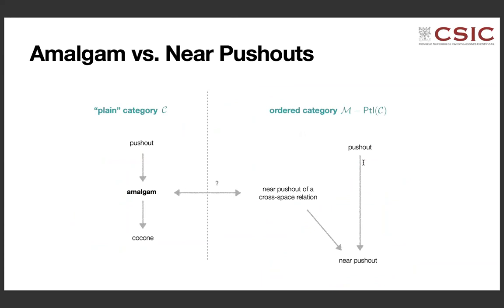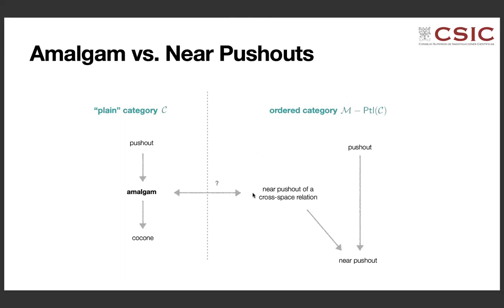So what we wanted to know is, if we have an amalgam in a plain category, which is something in between a cocoon and a pushout, and we have in ordered categories something that is a near pushout, but a particular near pushout, because it's a near pushout of a cross space relation. So when we have total arrows in the V diagram, is there any relationship between these two?